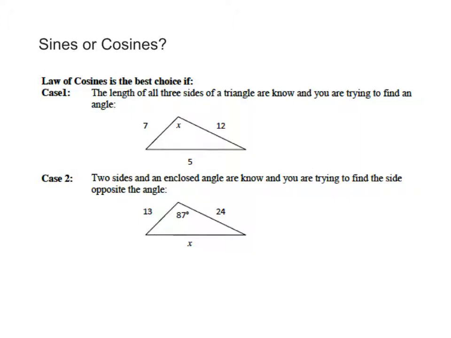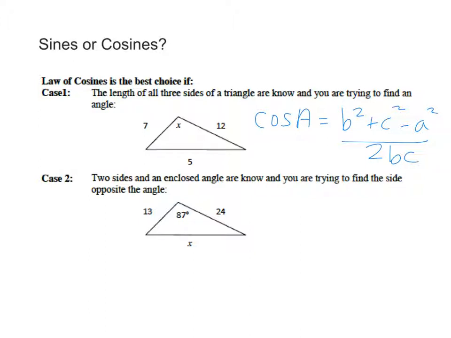So case one, the lengths of all three sides of a triangle are known and you're trying to find an angle. So if you know all three side lengths and you want to find an angle, then use the cosine law. So if you're trying to find cosine A, you go cos A equals b squared plus c squared minus a squared over 2bc. It's this form of the cosine law, if you're given all three side lengths and you want to find an angle.